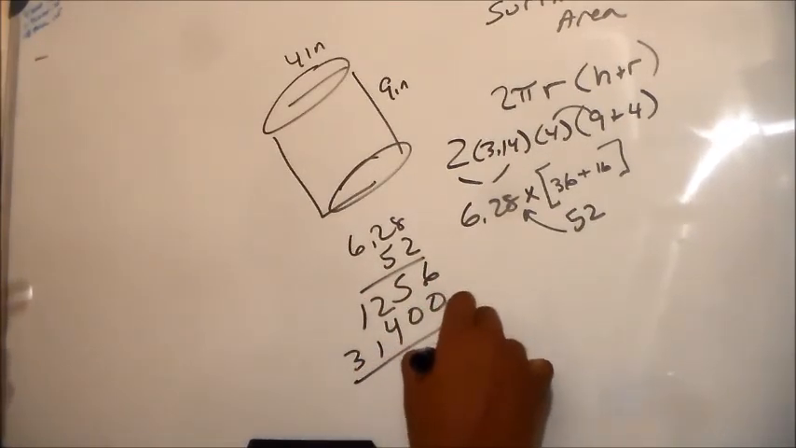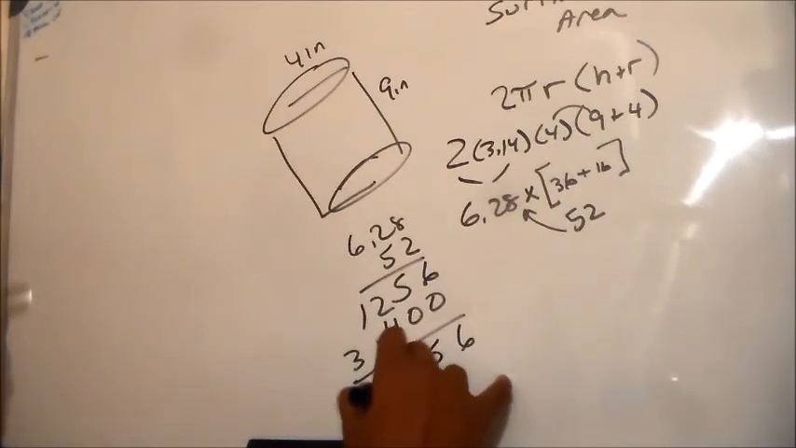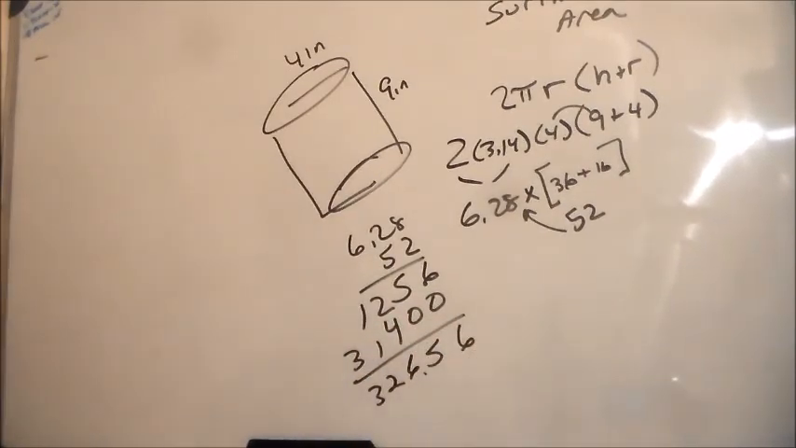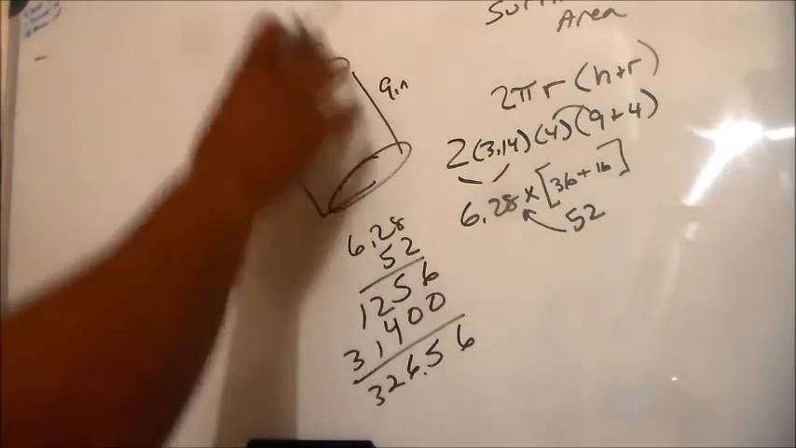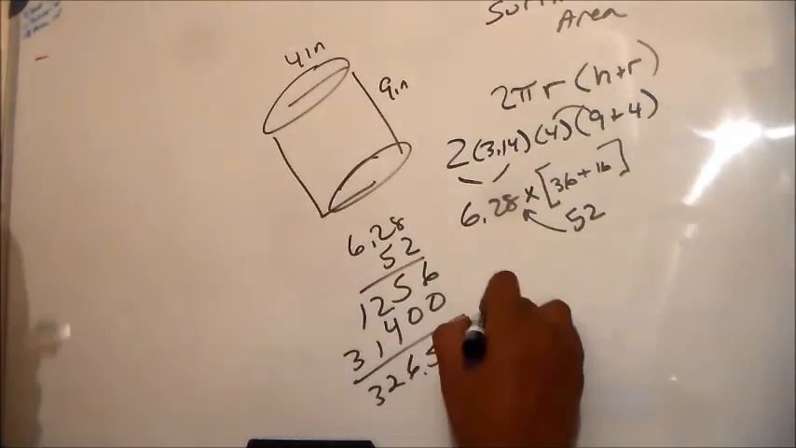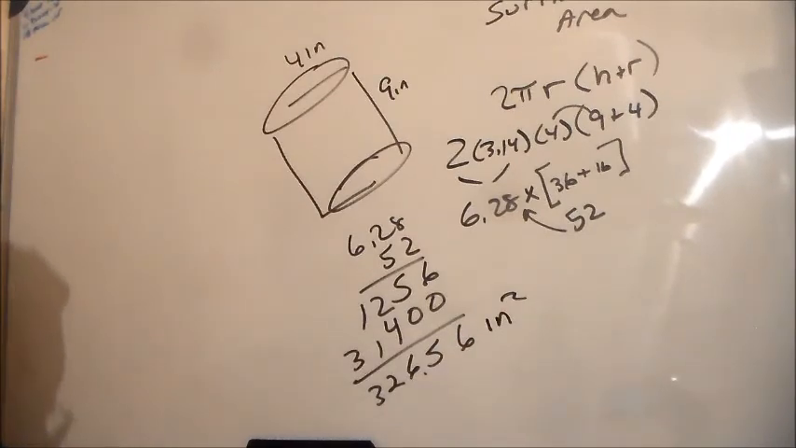Alright. And our answer is 326.56 inches squared. Square inches. That is the surface area. Inches squared. Make sure we got all that in there. So that's how we would find the surface area.